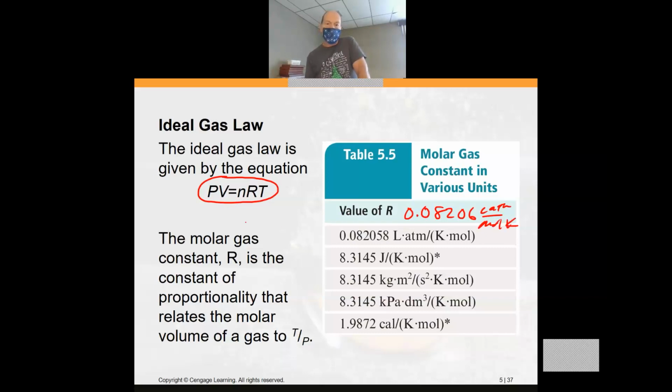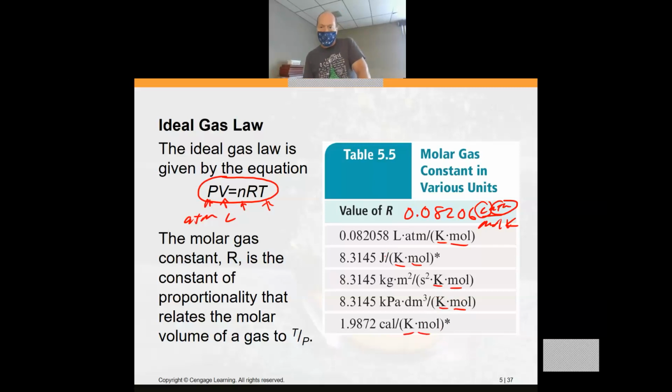Liter atmosphere per mole Kelvin, and that's important because then you know that pressure has to be in atmospheres, because that's what we have in the R value. The volume has to be in liters because that's what we have in the R value. N is always moles and T is always Kelvin. Every one of these R values is mole Kelvin, mole Kelvin, mole Kelvin. All of them are mole Kelvin.